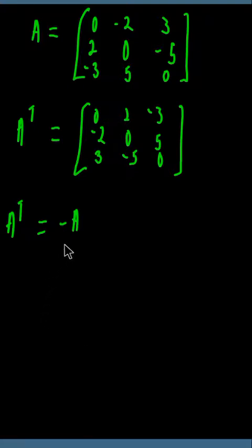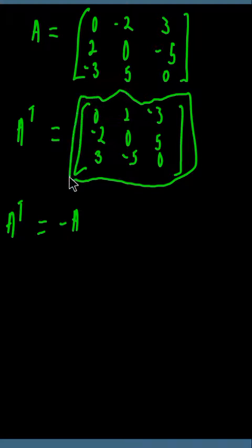For example, this is our matrix, and these are the transpose: 0, 2, minus 3, minus 2, 0, 5, 3, minus 5, 0. Now our main matrix is 0, minus 2, 3, 2, 0, minus 5, minus 3, 5, 0. What they mean is the minus of this transpose. If it equals this particular matrix, that means it's skew symmetric. So let's multiply everything here by minus 1.